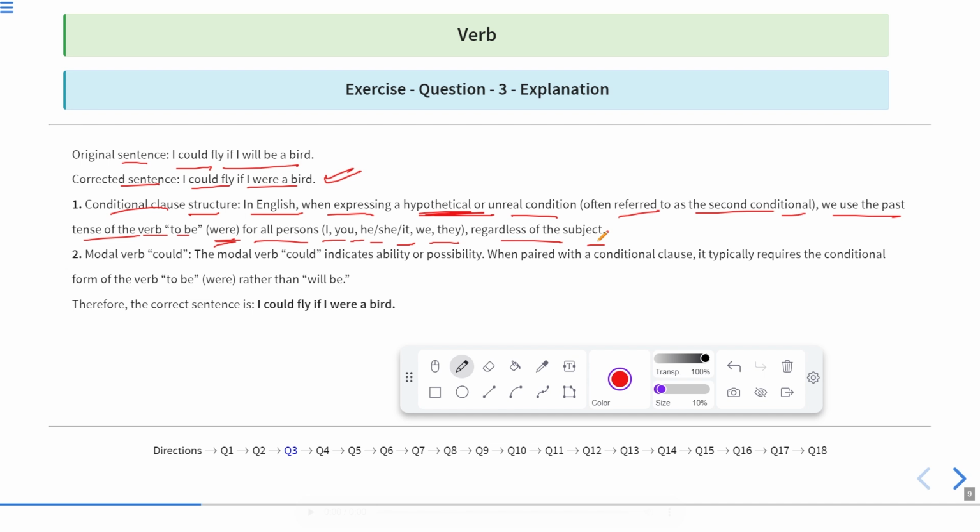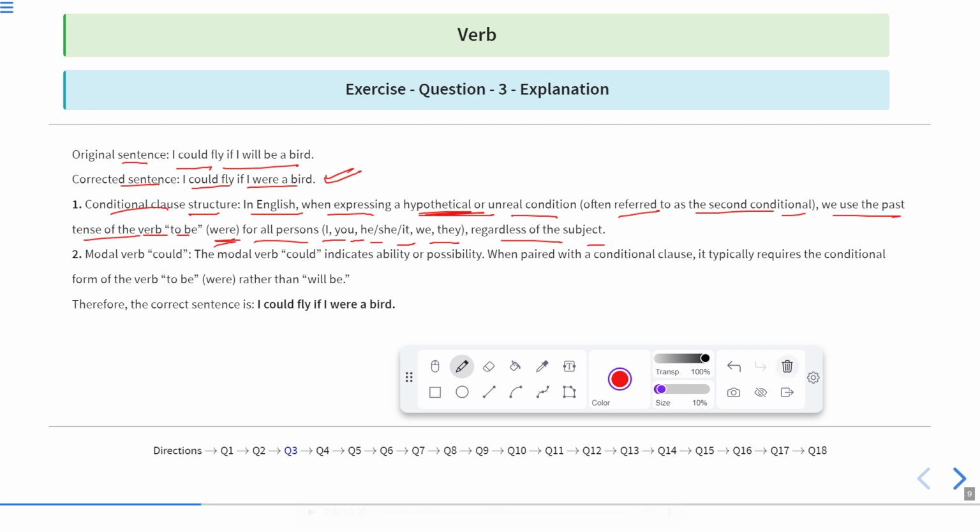Okay, this does not follow the subject verb rule. It only follows one thing, that is past plus plural form of verb. Modal verb could. The modal verb could indicates the ability or possibility. When paired with the conditional clause, it typically requires the conditional form of the verb to be, were, rather than will be. Therefore, the correct sentence is I could fly if I were a bird. Okay, so this will be the correct sentence.